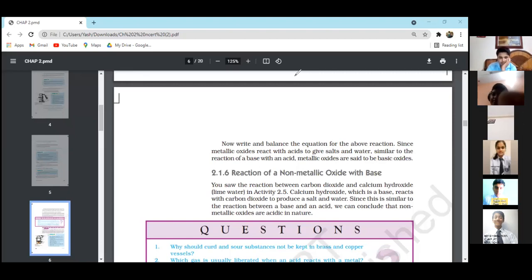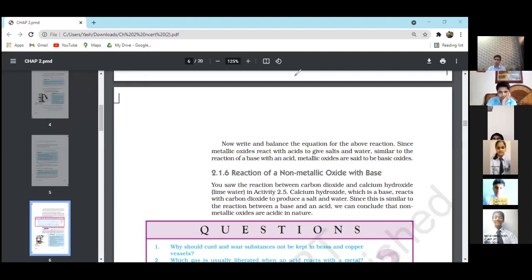So this non-metallic oxide is behaving like an acid or a base? Acidic in nature. It will behave like an acid, right? And we have added a base to it, right? So this non-metallic oxide is behaving like an acidic oxide. Please write down: acidic oxide, and thus we get a salt plus water. Clear?